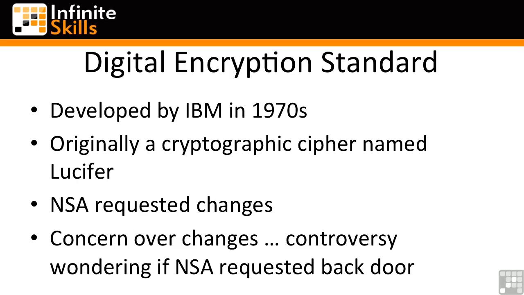One thing that caused a little bit of controversy was during the process of selection, NSA requested some changes, and it hasn't been particularly clear what changes were requested by the NSA. There has been some speculation that wondered if the NSA was requesting a backdoor into this encryption standard, which would allow them to look at encrypted messages in the clear. So basically, it would always give the NSA the ability to decrypt DES encrypted messages. It remained the encryption standard for the next couple of decades or so.